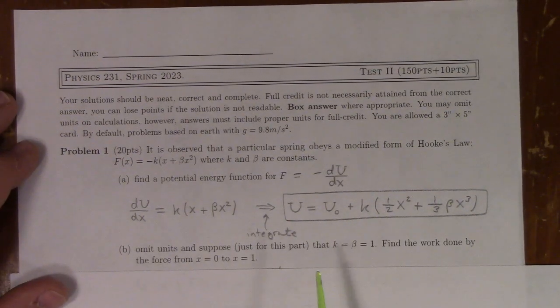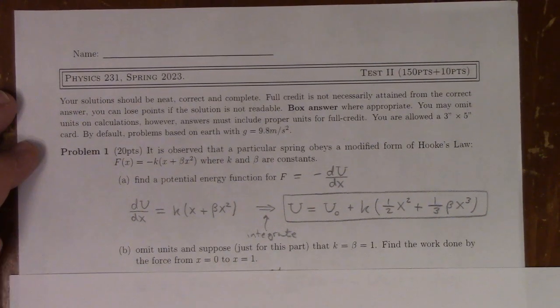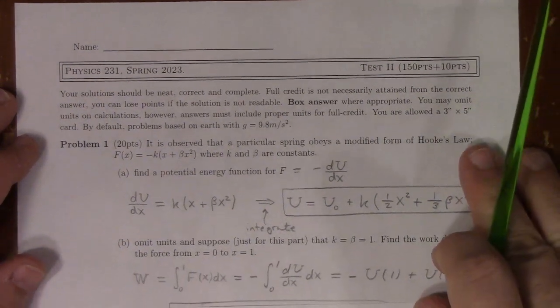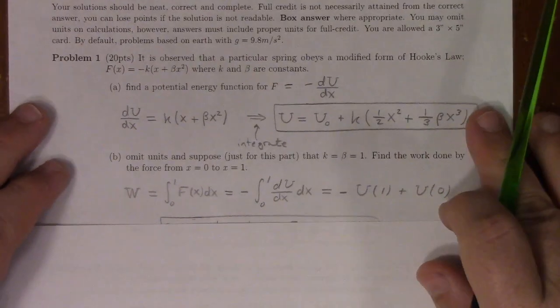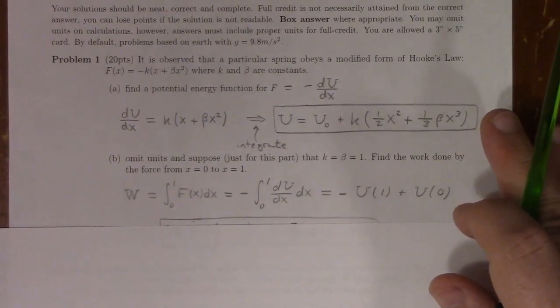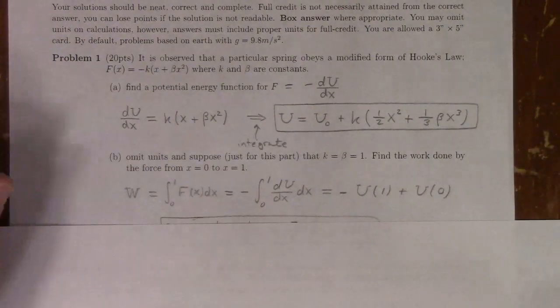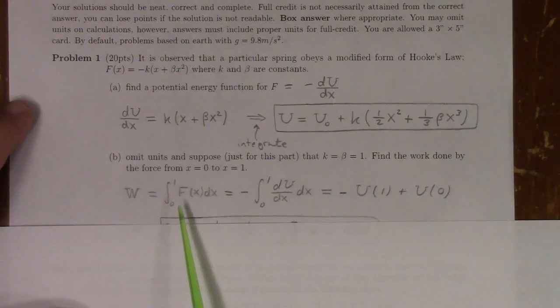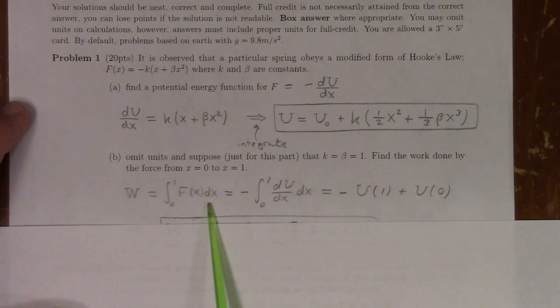Let's see here, then what? Omit units and suppose just for this part that k and beta are both 1. Find the work done by the force from going from x equal to 0 to x equal to 1. So there you calculate the work integral, right? Integrate the force over the distance.